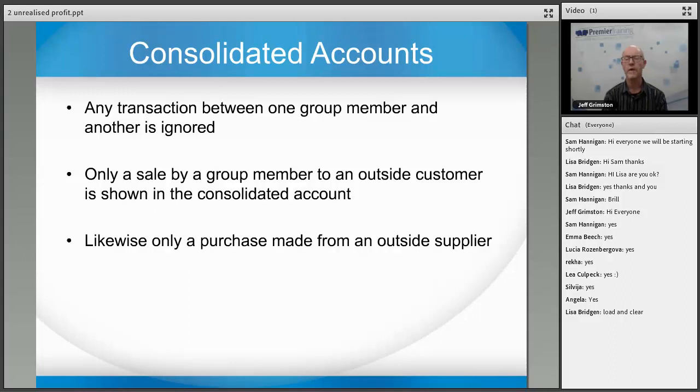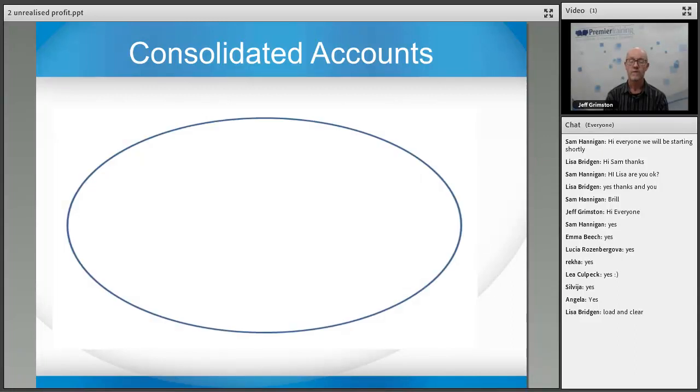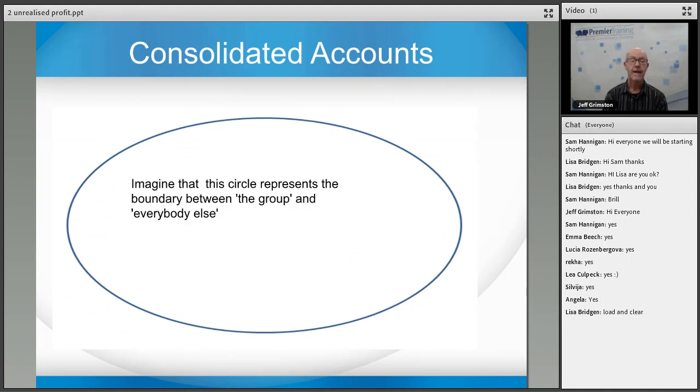Now, this was a topic that back in the day I struggled terribly with, and I hated this topic. And for me, the turning point came when I started to picture it using a diagram. And it's a very simple diagram, and I'll show the first example now of how we do this. You need to draw a circle or an oval or an egg, call it what you will. This circle represents the boundary between the group and everybody else.